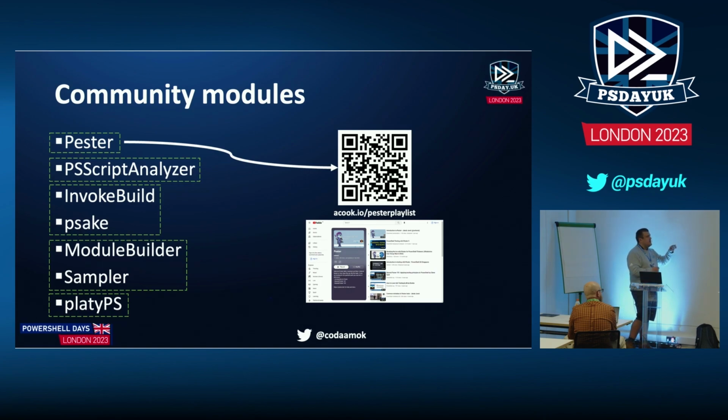Invoke Build, PSake, these are building frameworks. Much like Pester, they have helpful functions, in their own kind of weird syntax way, but they enable you to create a clean script file where you're focusing on the build process.